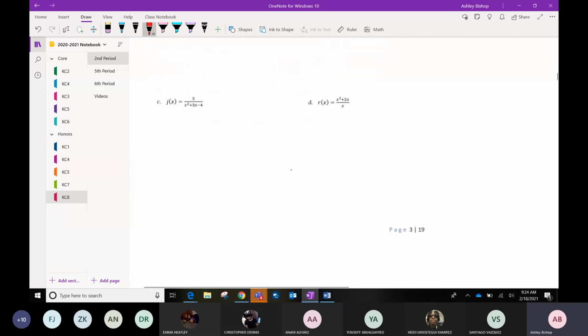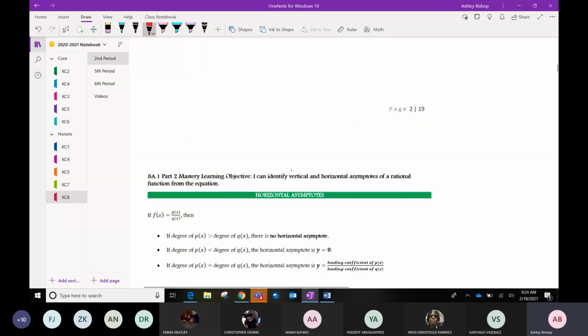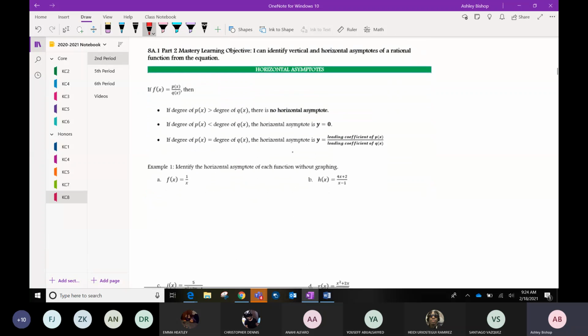But we're going to be on page 3 now. So again, page 2, we are going to learn everything we need to for page 2 in page 3. So we're just going to skip the intro and go right to page 3.